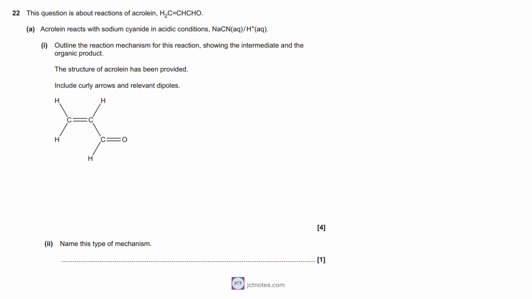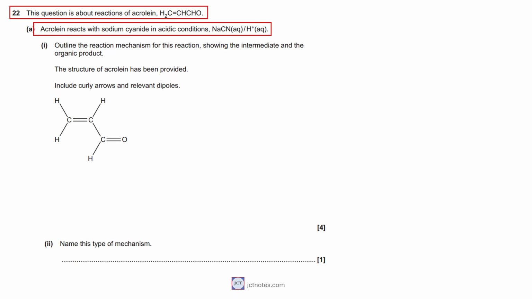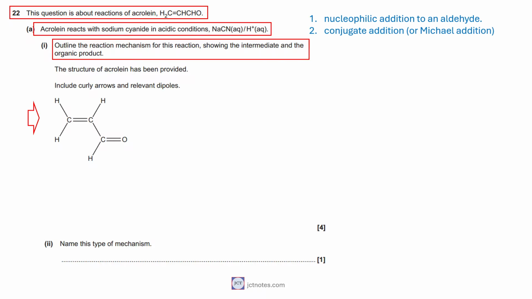Question 22 is about reactions of acrolein. In Part A, acrolein reacts with sodium cyanide in acidic conditions and we have 2 questions. In the first question we are asked to outline the reaction mechanism for this reaction, showing the intermediate and the organic product. We are provided with the structure of acrolein, and we need to include curly arrows and relevant dipoles. At A level, we should treat this as a nucleophilic addition to an aldehyde.